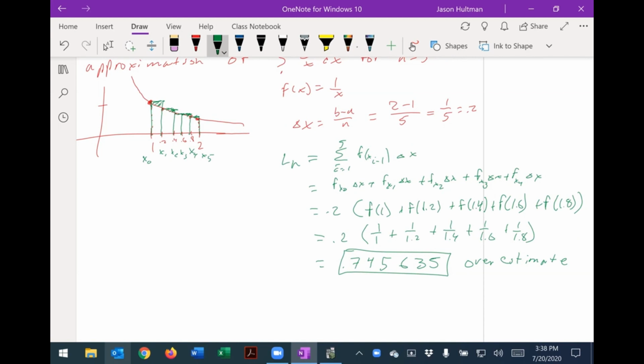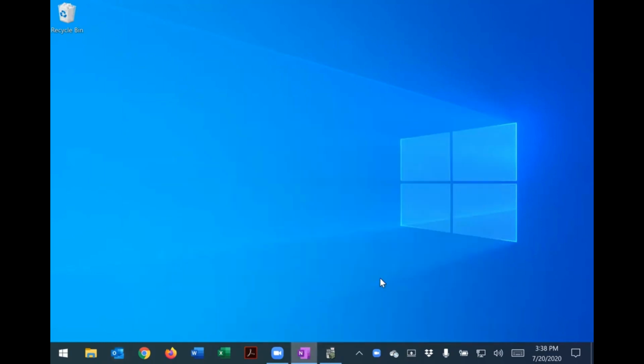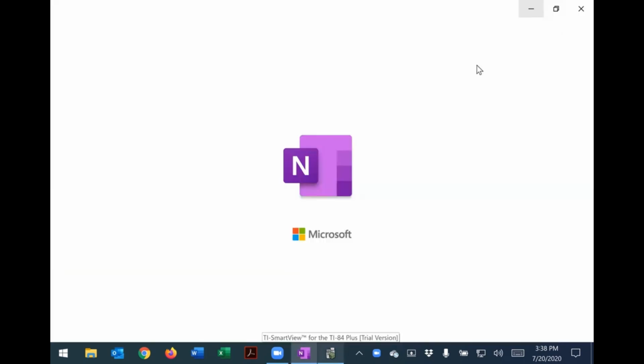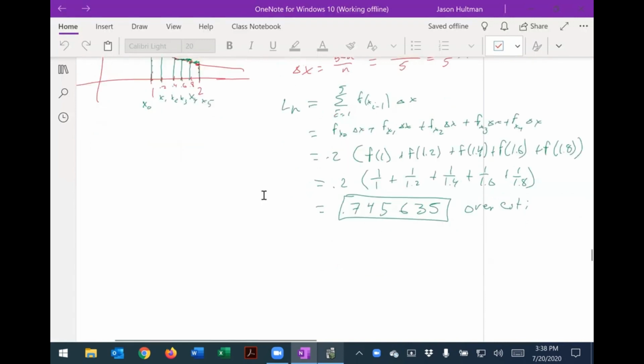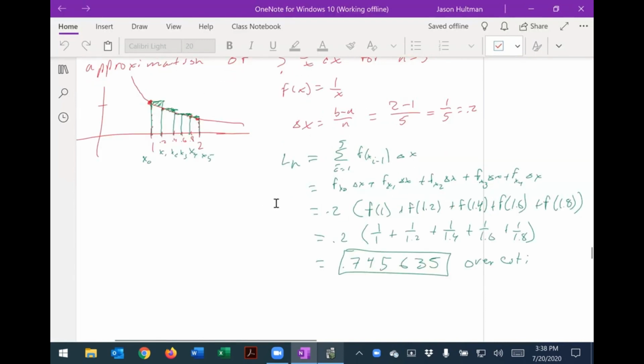Did my screen freeze? Hopefully it didn't freeze. Let's see if we can bring it back to life. Oh, for whatever reason it closed out. Okay.